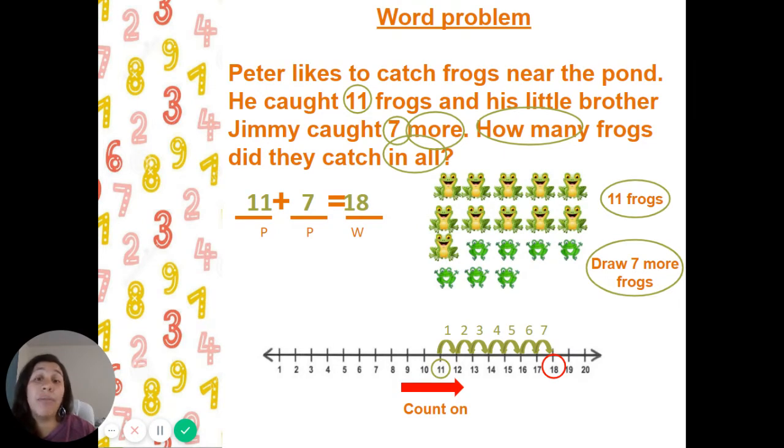By using drawings, our result was 18. There were 18 frogs in all. And by using our number line, we also got to 18. So what does that tell us? That we were right. There are definitely 18 frogs in all. Okay, very good job. Now let's try to do another exercise.